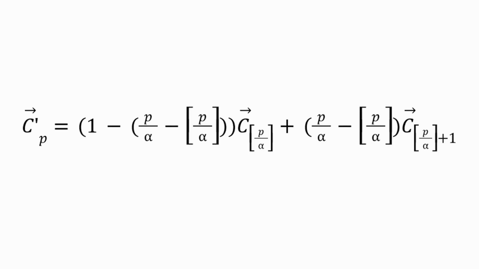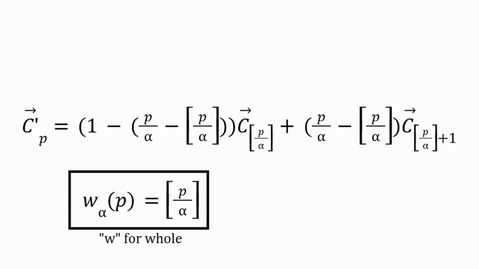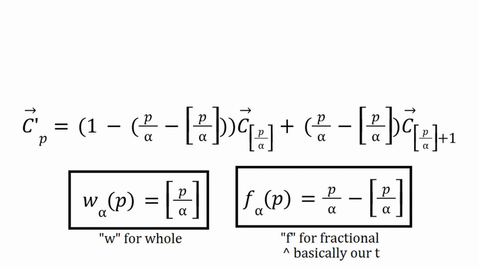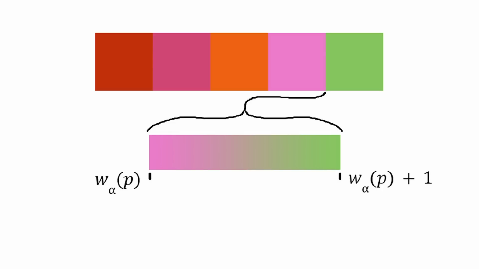This is getting kinda ugly, so let's introduce some definitions. We'll define w alpha of p as the index in the original image of the closest base pixel, or the whole part of this index, and f alpha of p is the fractional part of the index. By these definitions, w of p dictates which 2 pixels the new color is between, and f of p says where the color sits in the range between them.